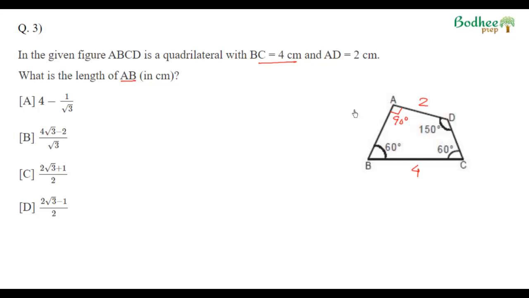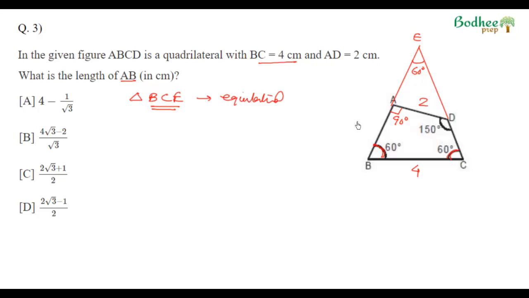Now, the important thing to note here is that this angle is 60, this angle is also 60, right? Now, if I extend BA and DC and let this point be E, then we can say that BCE will be a triangle, right? Wherein this angle is 60, this angle is 60, so obviously this angle too will be 60 degrees. So we can say that this is an equilateral triangle.